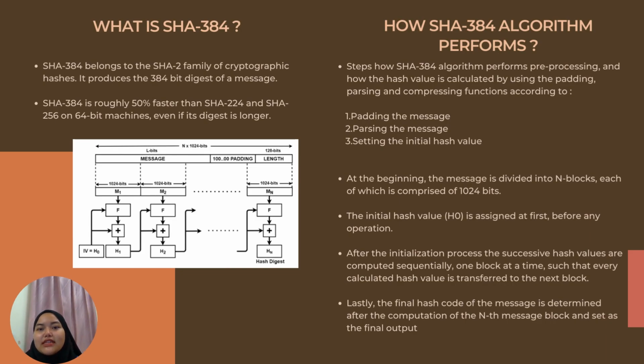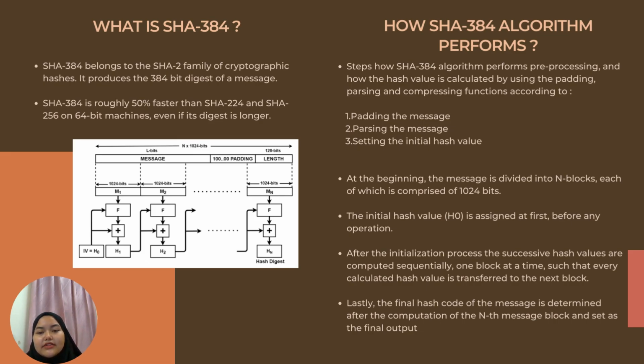These are the steps of how the SHA-384 algorithm performs pre-processing and how the hash value is calculated by using the padding, parsing and compressing function: first padding the message, second parsing the message, and third setting the initial hash value. This diagram depicts an overview of the SHA-384 algorithm flow. At the beginning, the message is divided into n blocks, each of which is comprised of 1024 bits.